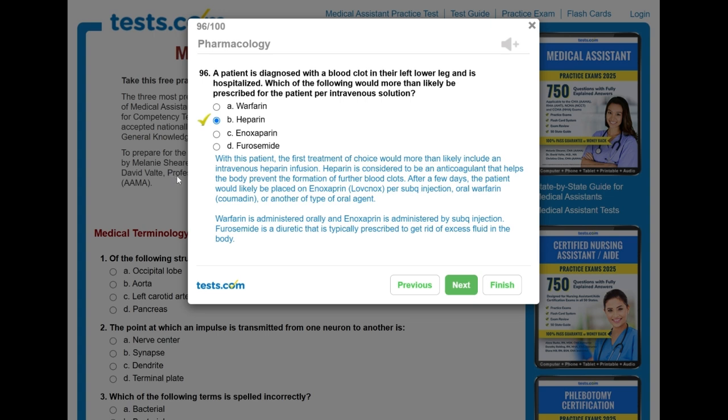After a few days, the patient would likely be placed on enoxaparin, Lovenox, per sub-Q injection, oral warfarin, Coumadin, or another type of oral agent. Warfarin is administered orally, and enoxaparin is administered by sub-Q injection. Furosemide is a diuretic that is typically prescribed to get rid of excess fluid in the body.